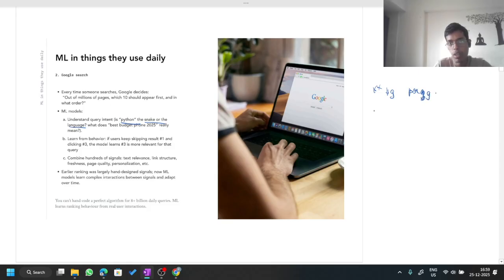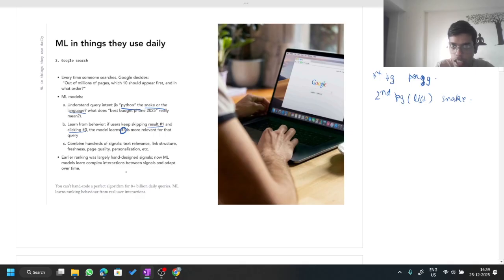Programming language will appear, and on the second page or list, your snake definition will appear again. And clearly, Google again learns from the behavior. If a user keeps skipping some result and clicks the other result continuously, then after some time other users will be presented first with the third page or third search result. Based on this, dynamically, Google tries to re-rank its pages. It combines these types of signals like text relevance, page quality, personalization, and all.